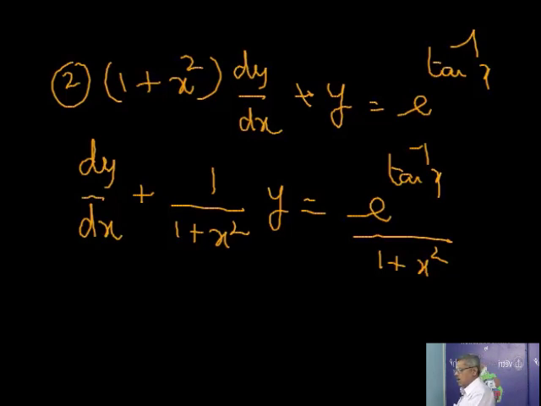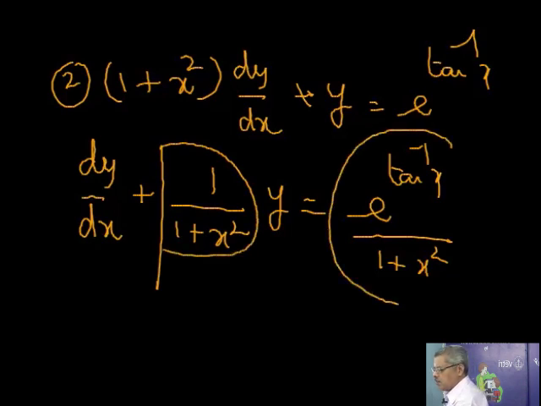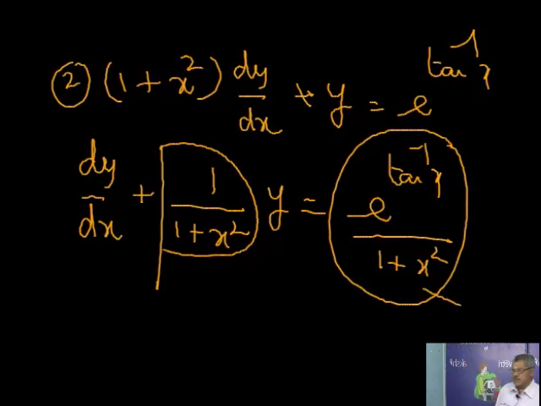Therefore, automatically the quantity inside p is p and the quantity inside q is q. Therefore here we have p is 1 by 1 plus x square.